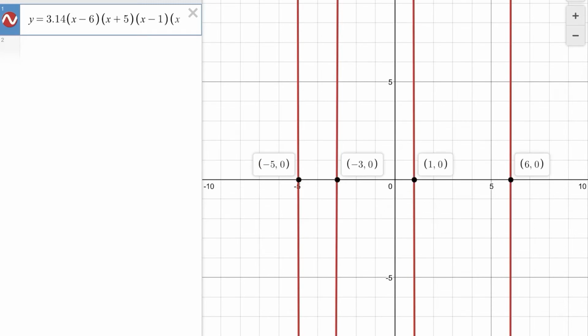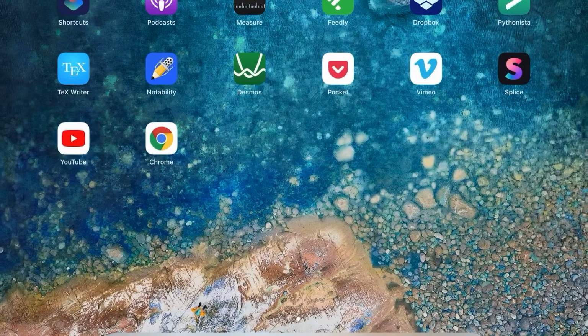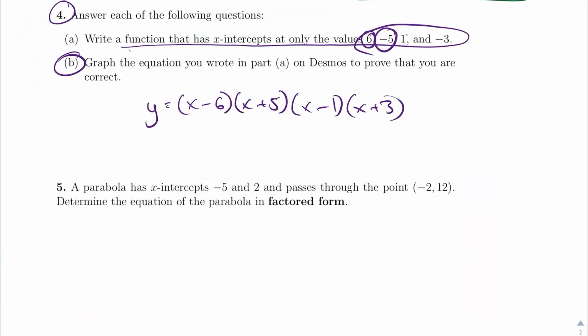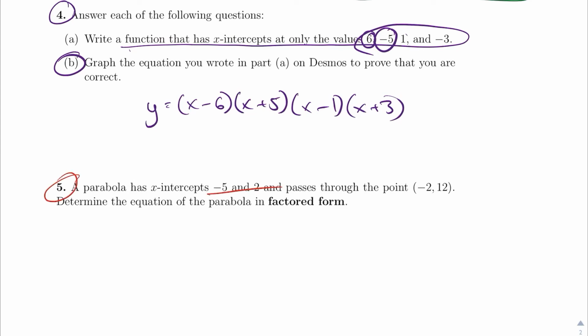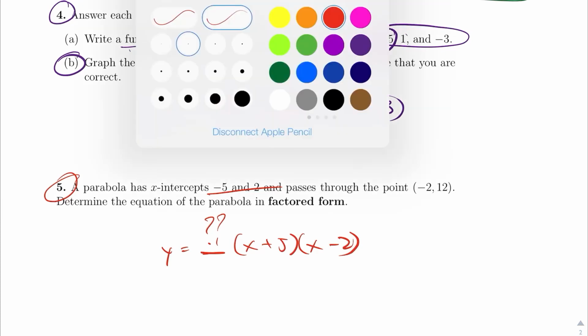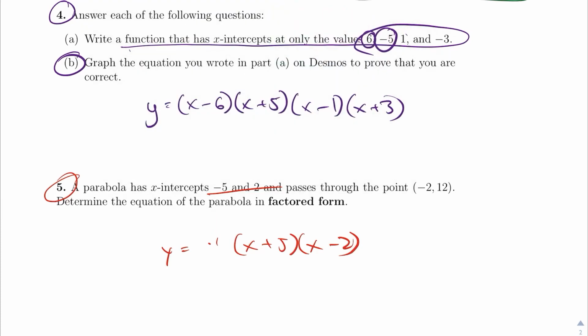So let me show you how that comes into play with problem 5. It says a parabola has x-intercepts at -5 and 2. So we know it's going to have these factors because those give us the x-intercepts. But it also passes through this point. The reason I left a space here is that we just saw in Desmos that any number could go here. We could put a 7, a 4, a -3, a 3.14. Because we don't know what number goes there yet, we put an a there.